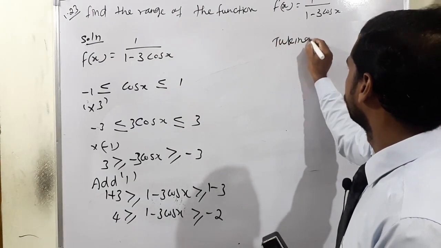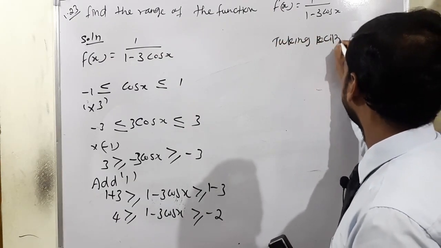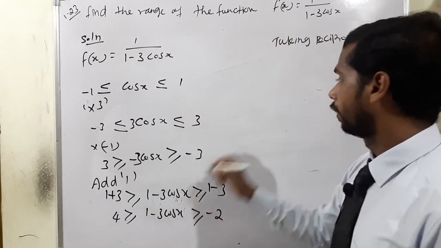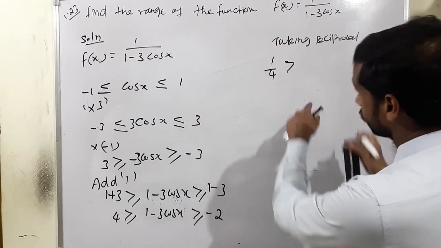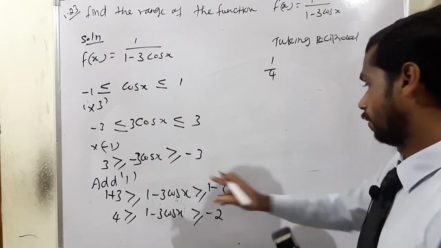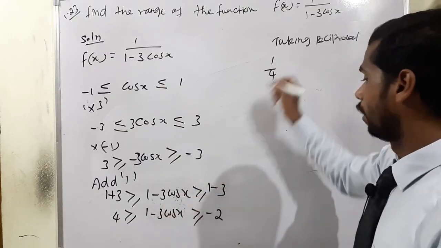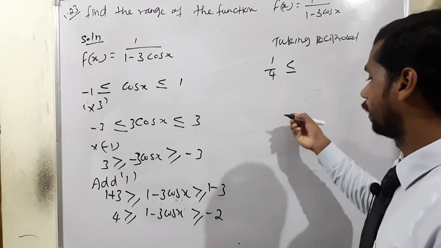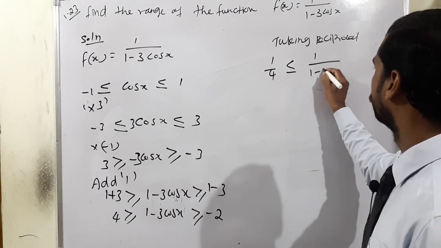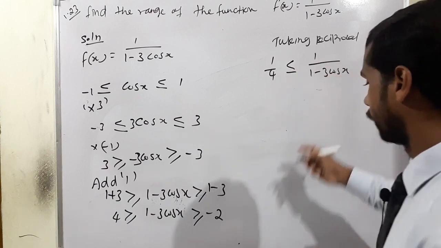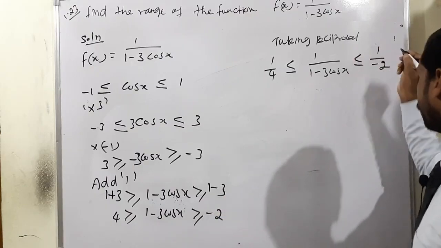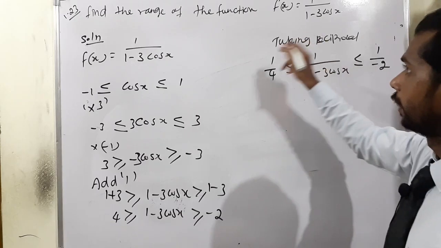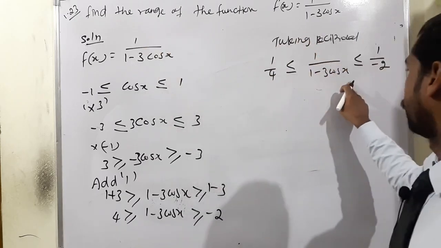Taking reciprocal, what will happen? 1 by 4. If you take reciprocal also, the inequality symbol will be changed. So what we have to do? Greater than or equal to means less than or equal to 1 by 1 minus 3 cos x. Again, greater than or equal to means less than or equal to 1 by minus 2. So now the condition is clear: 1 by 1 minus 3 cos x.